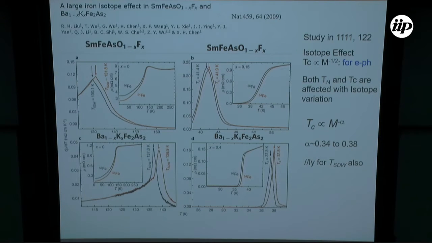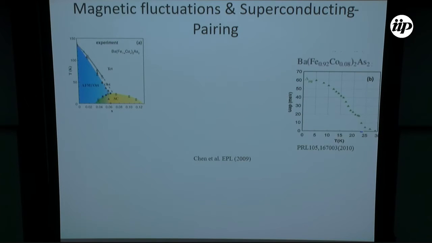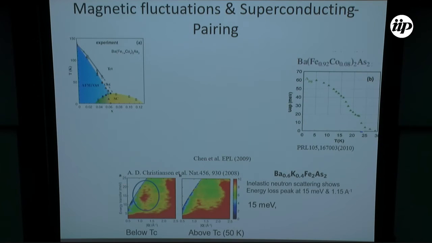Apart from that, there have been observations that inelastic neutron scattering has shown that deep inside the superconducting state, there is a loss in energy. There is a loss peak that we find deep inside the superconducting state, and this peak actually survives to well above TC of the superconductor. And these have been associated with magnetic fluctuations which can be present deep inside the superconducting state.